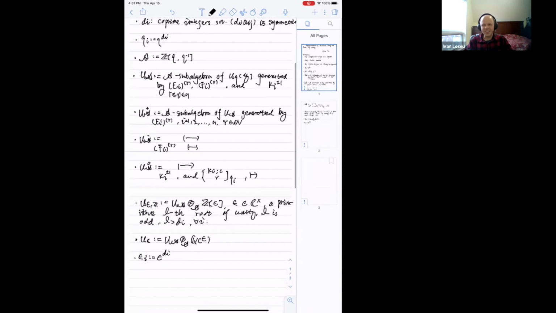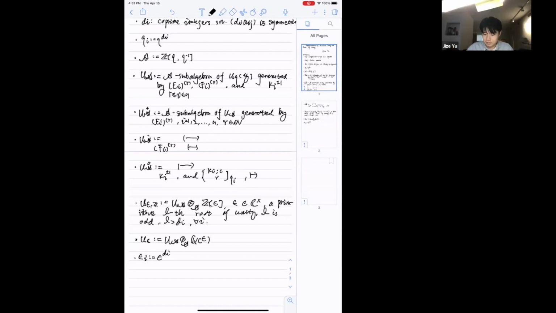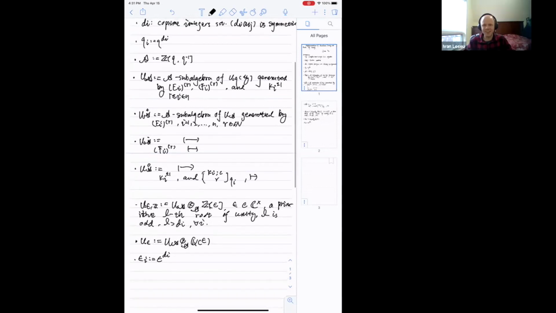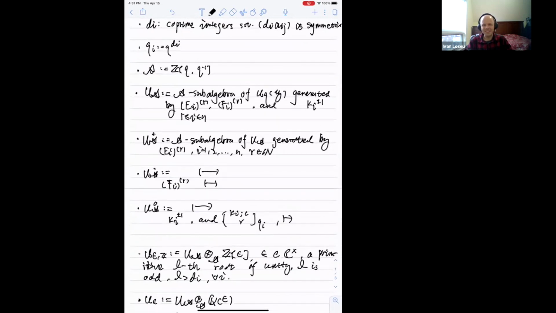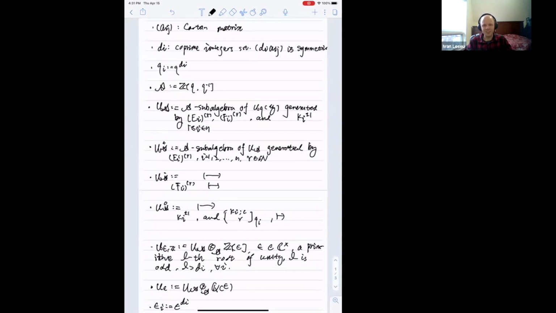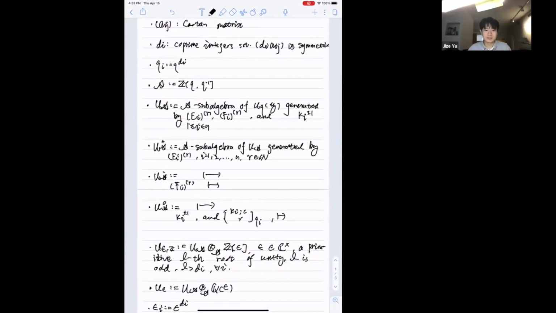Jize? Yes. You can hide this panel with pages. You mean the pages on the right? Yes. And then your writing will become larger. And for this, you just click at the rightmost icon on the toolbar. Thank you. Okay, great.